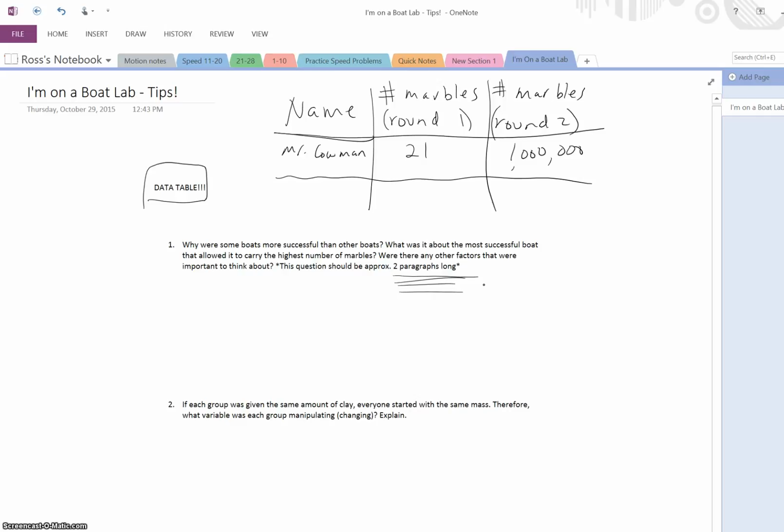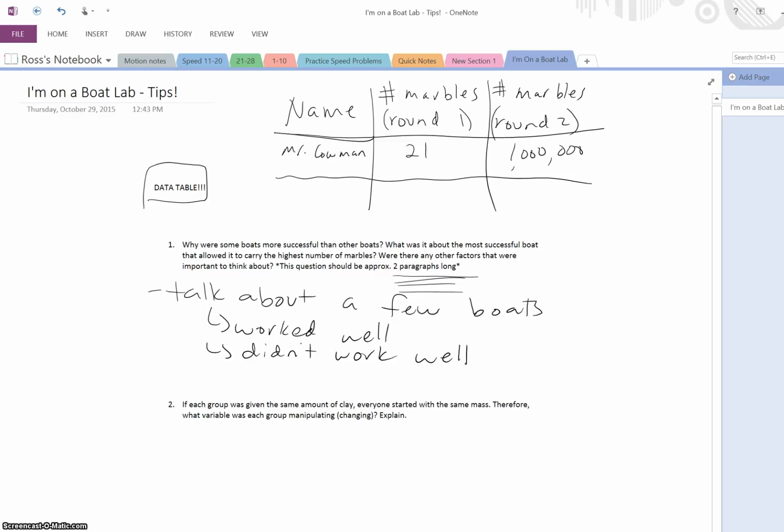The best thing to do would probably be to talk about a couple different boats. You want to talk about a couple of them. You can talk about ones that worked really well and ones that did not work well. Worked well, didn't work well. If you talk about both what worked and what didn't work, that gives you some points for comparison, and it really highlights what you need to focus on if you're building a boat to carry the most number of marbles.